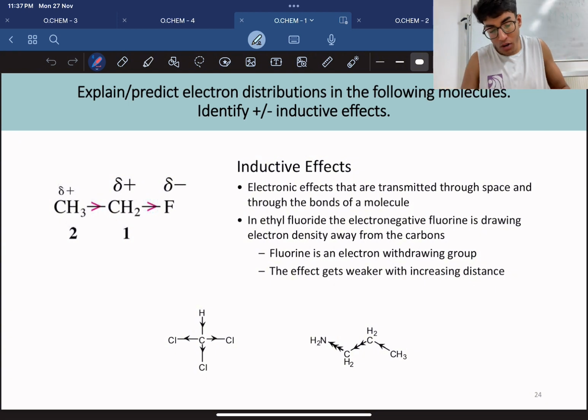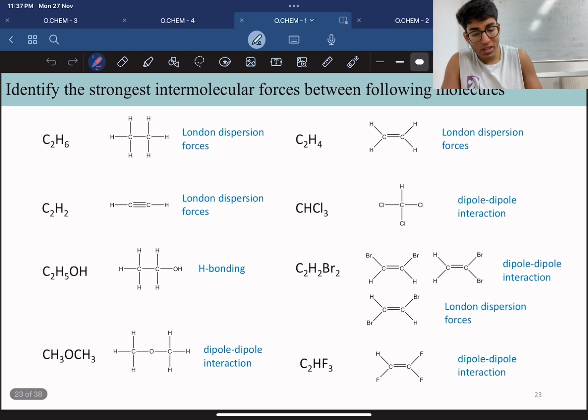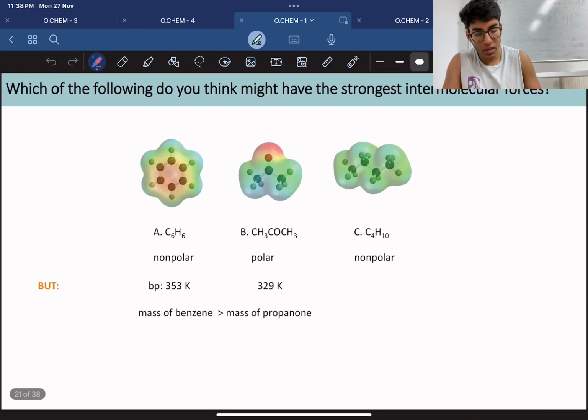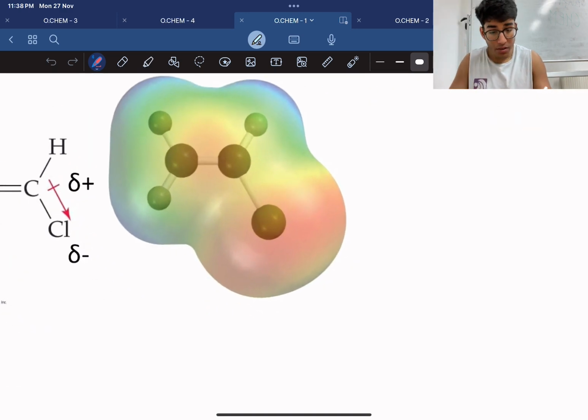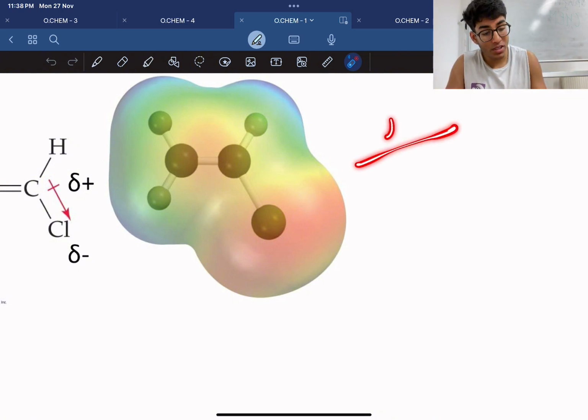But let's move on. What's inductive effect? I already told you this, but I didn't tell you that this is an inductive effect. When I was explaining how polar bonds become polar, I said what? There's a covalent bond made over here, which is a single bond. Specifically, a single bond is a sigma bond, right? And inductive effect specifically takes place in sigma bonds.